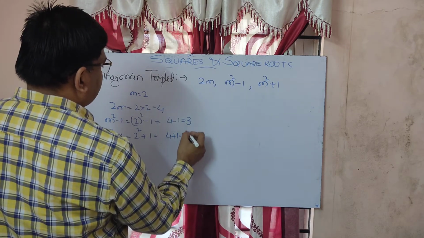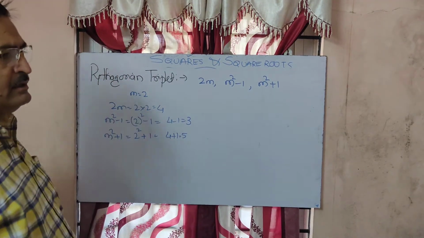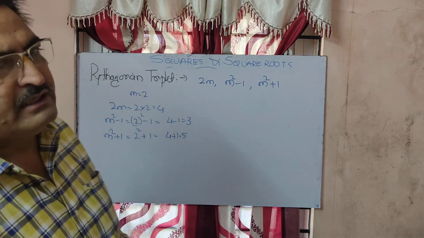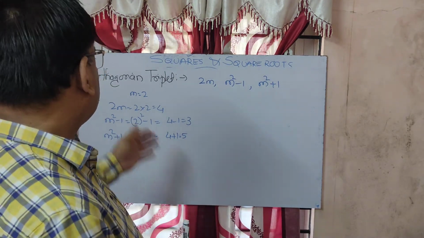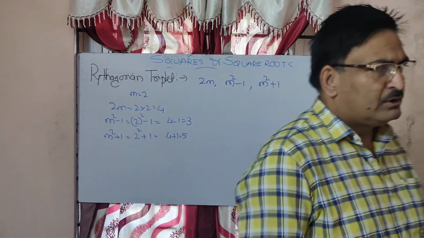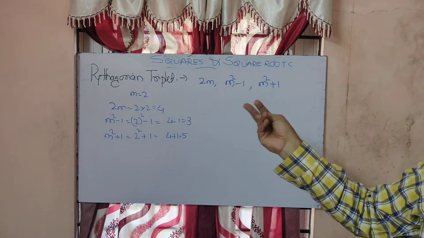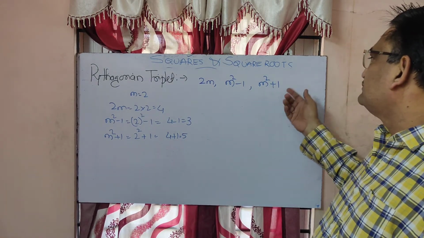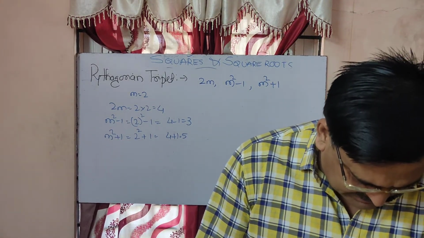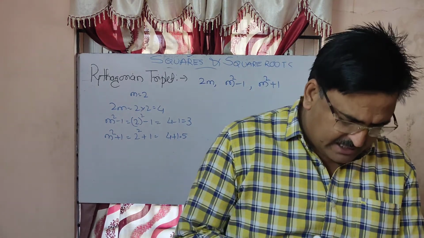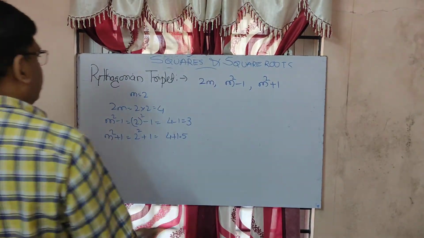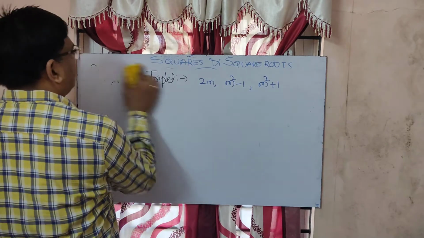So these three, 3, 4 and 5, are called Pythagorean triplets. And if they give one number, to find the Pythagorean triplet, you have to use this same formula, that is 2m, m square minus 1, m square plus 1. Okay. So now let us find some of the square roots. Let us solve exercise 5.2. You will solve many examples, and you will understand how to do these examples.